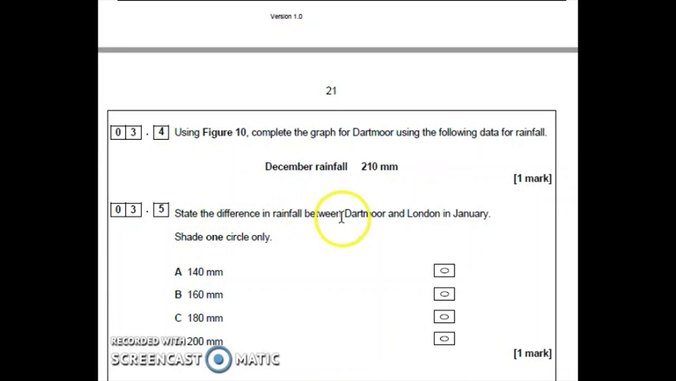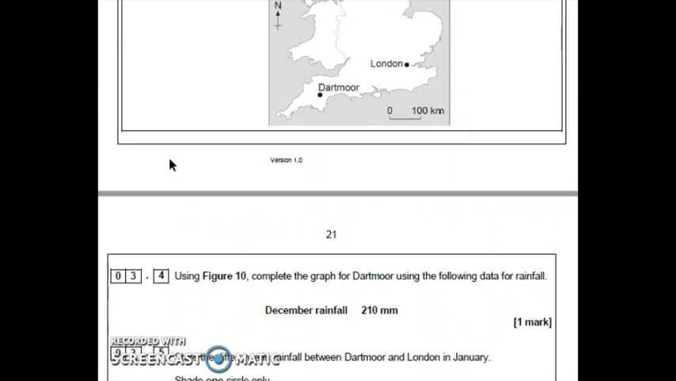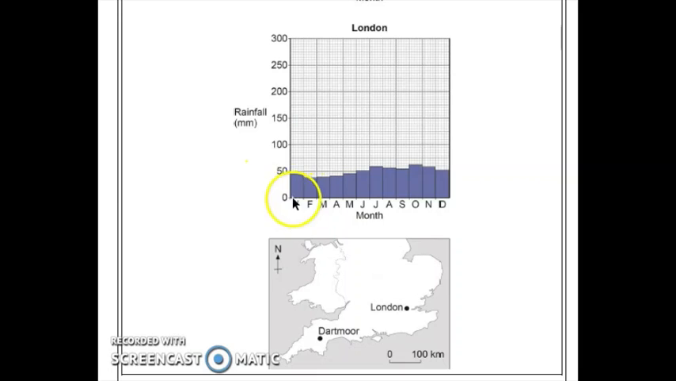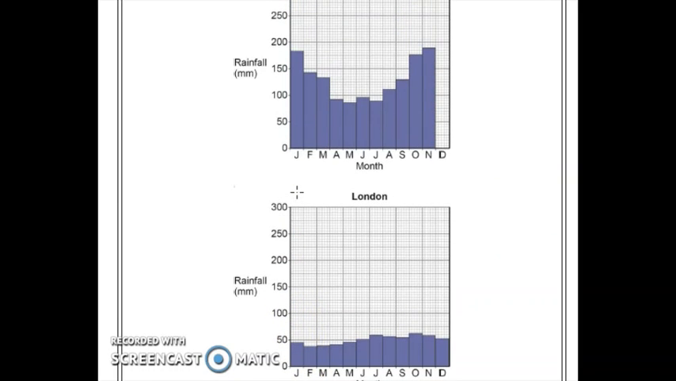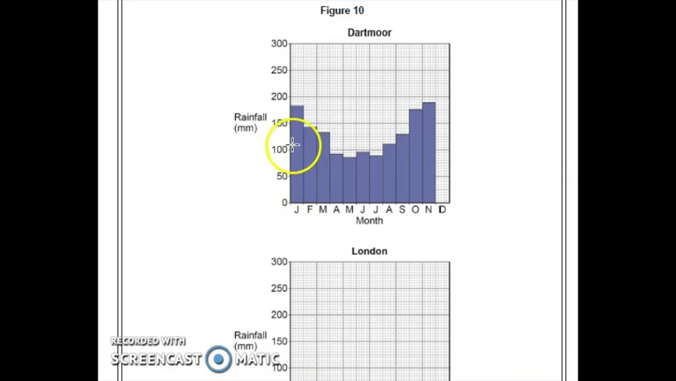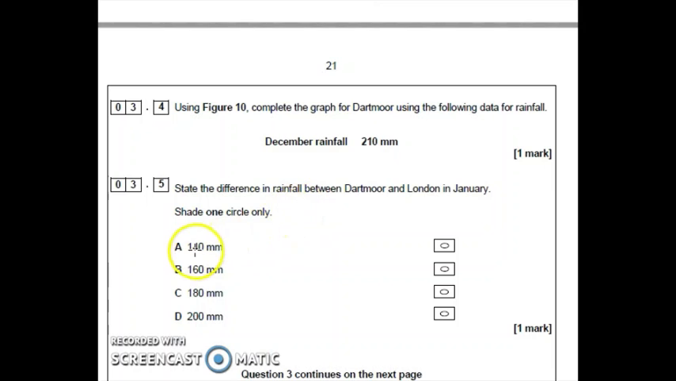Next question, 3.5, sorry. State the difference in rainfall between Dartmoor and London in January. I've got to shade one of these circles incorrectly. So, if we look at London, that's how much rainfall there is in January, just below 50. In Dartmoor, in January, it's obviously a lot more. So you'll work out the difference, and the answer is A, 140.